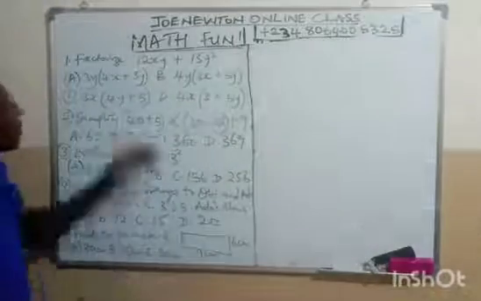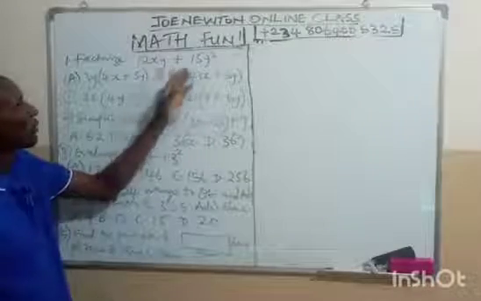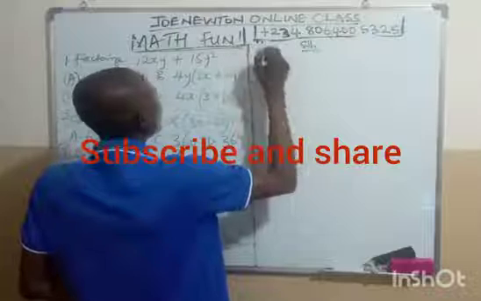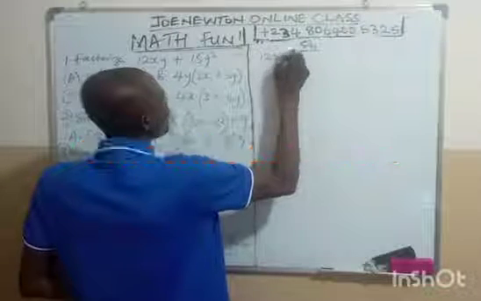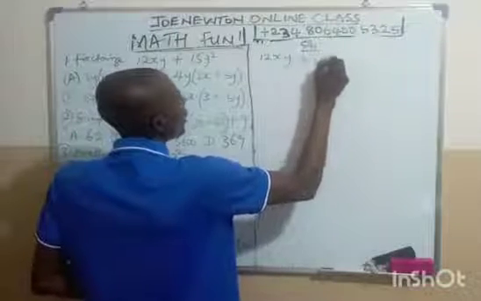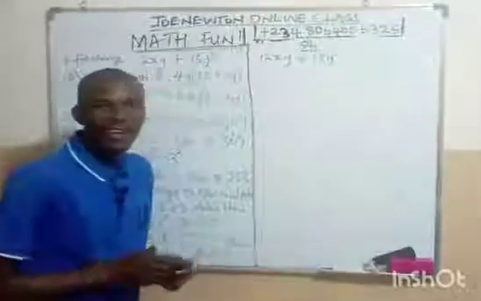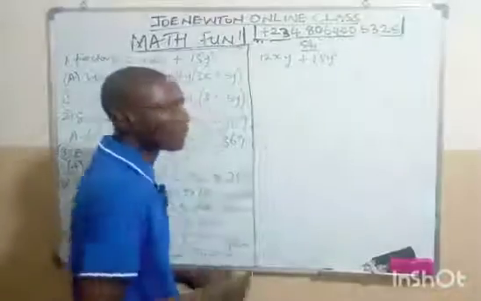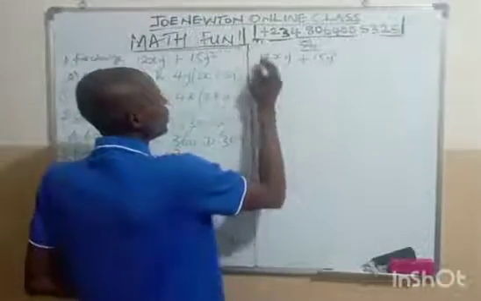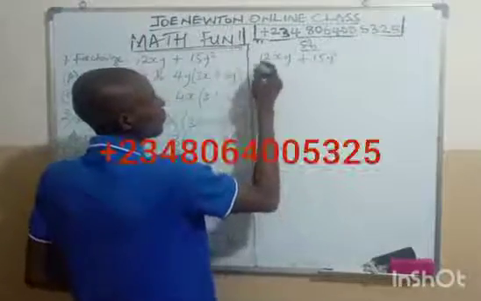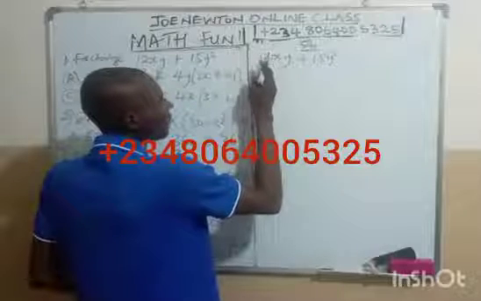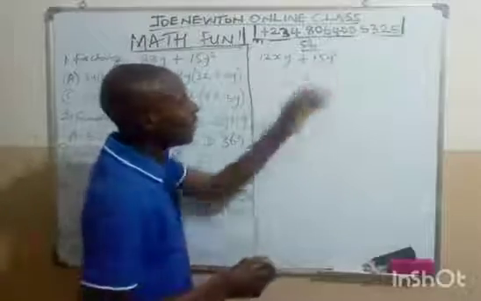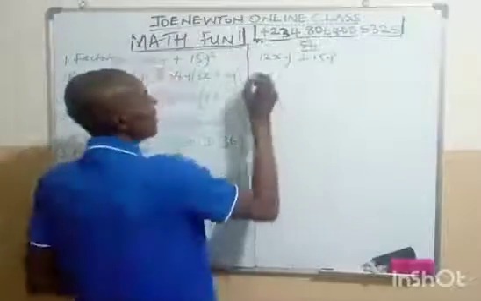Number one says factorize 12xy plus 15y squared. So in solving this quickly, you have 12xy plus 15y squared. You look for the HCF, that's the highest common factor that can go into these two terms. The factor 3 can divide 12 and divide 15. But we have xy here and y squared here. So 3y is the HCF.